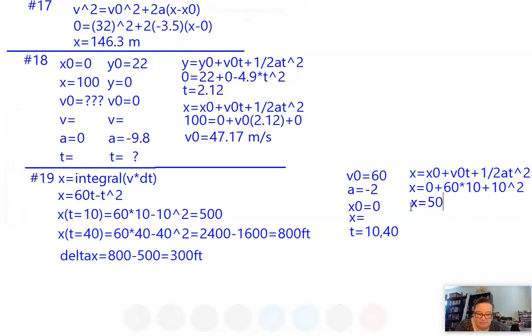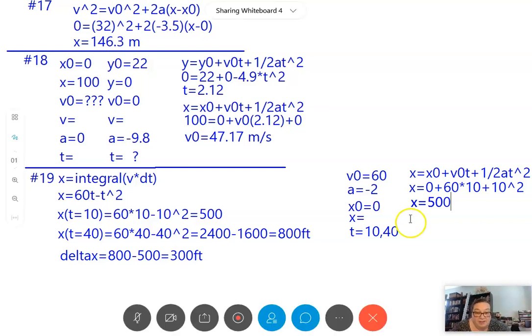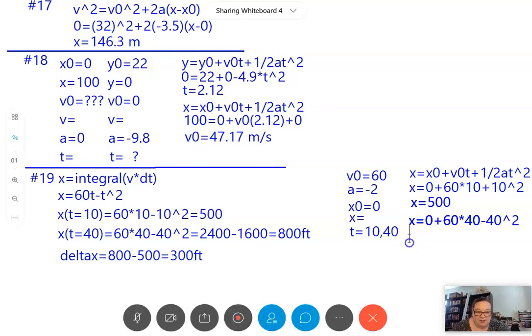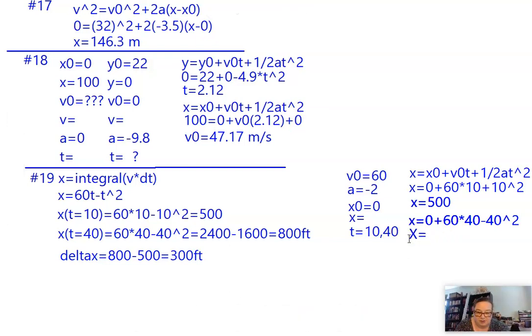Let me check that one more time, make sure that's not our error. So 1/2 times our acceleration, which is negative. Yep, 500, I agree. And then let's do it again for time equals 40. So x equals 0 plus 60 times 40. It's coming out exactly the same. And then minus 1/2 times 2, which is 1 times 40 squared. Yeah, it looks like that was just a mistake in the answer key, and that should be 300 feet. Oops, that one should be 800, sorry.